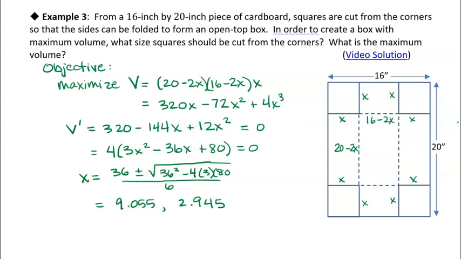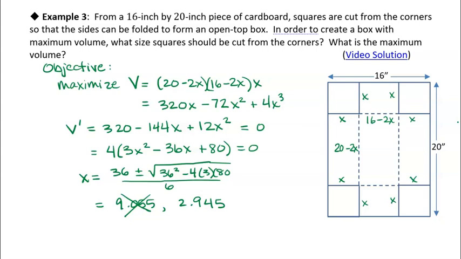If I cut a 9-inch square out of the corners, there's going to be nothing left, right? It's only 16 inches wide, so I can't cut anything more than 8 inches out of the corners. And even then, at 8 inches there'd be no box, right? It would have no width to it. So I can't cut 9-inch squares out of my corners. So I'm going to cross that one out because it doesn't make any sense.